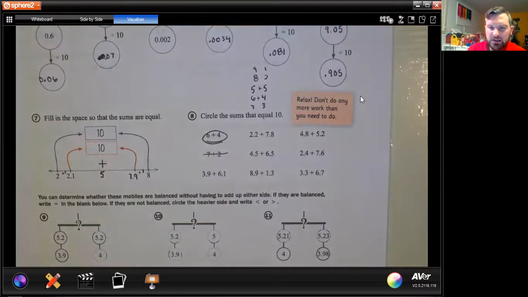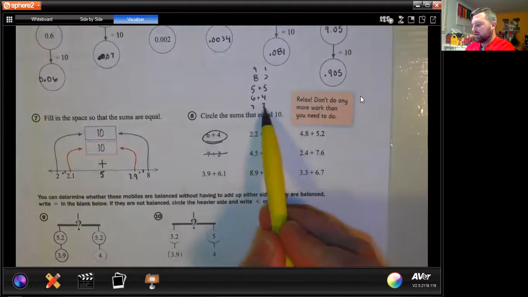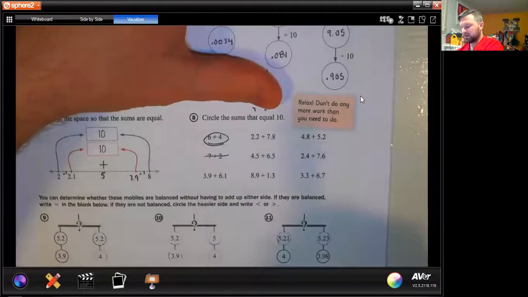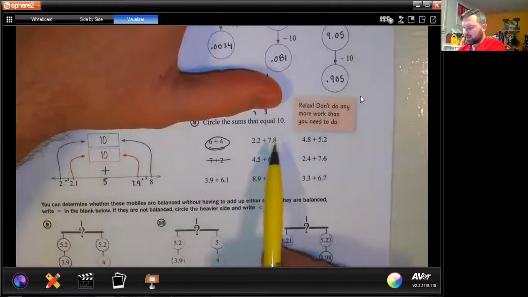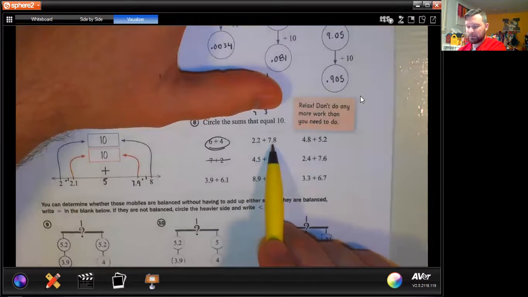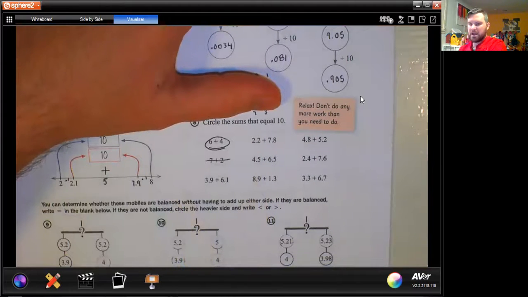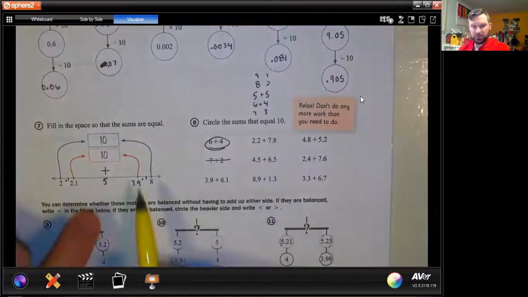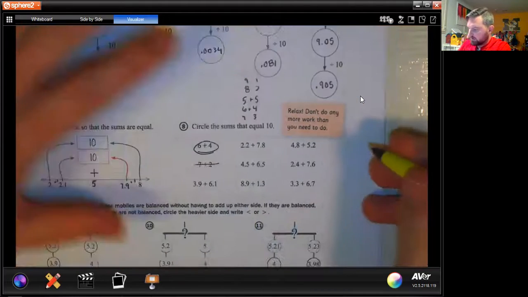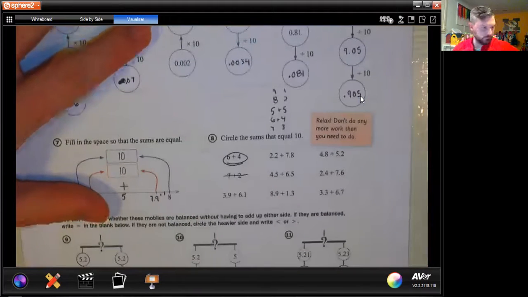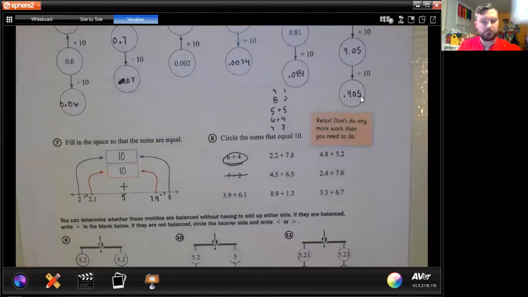Okay, so let's look at 2.2 and 7.8. We know that 7 and 3 add up to 10. So if I go 0.8 more than 7, and 0.8 less than 3, I'm going outwards on the number line over here. Let me draw a number line right here. Well, let's just use this scrap paper right here.